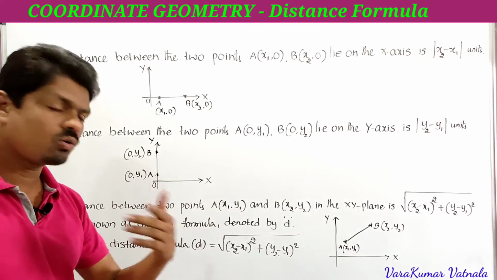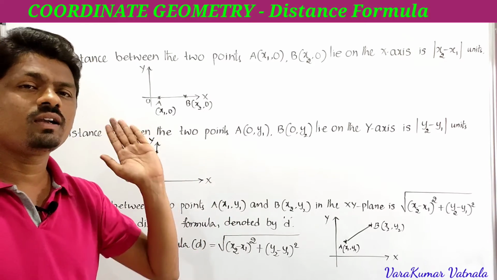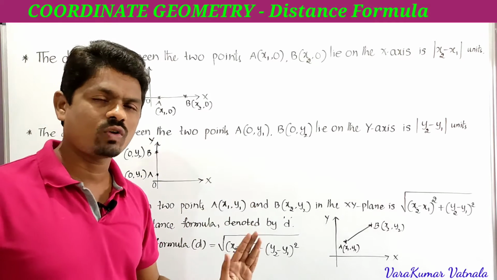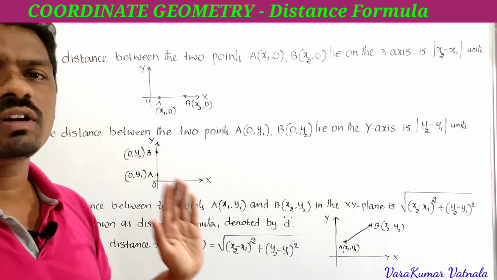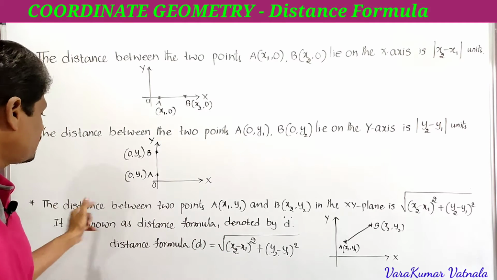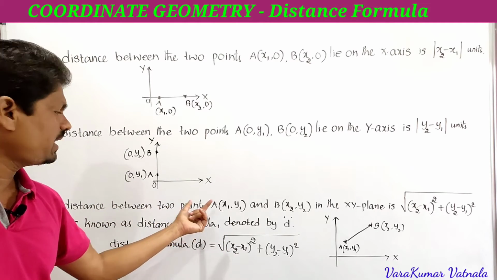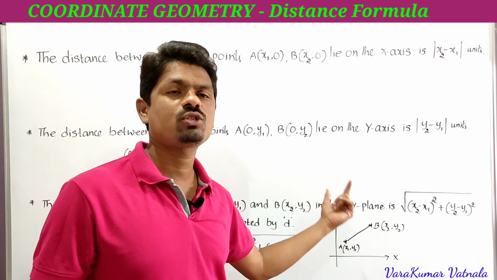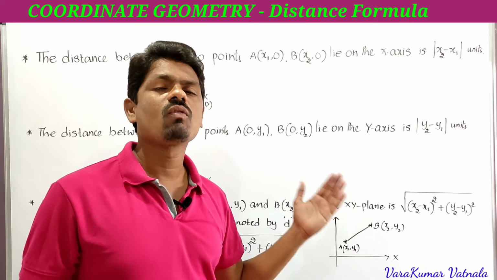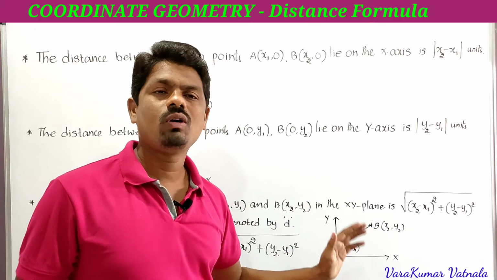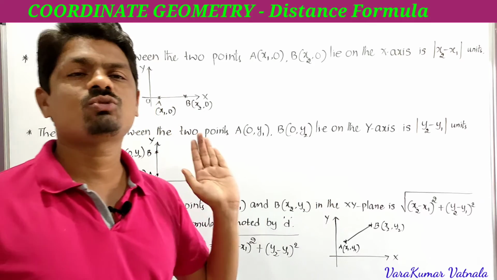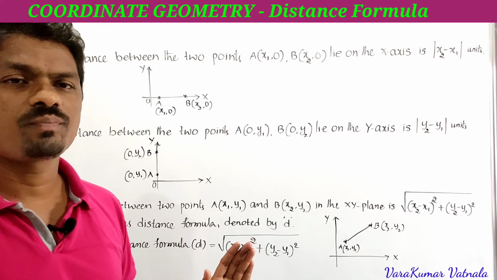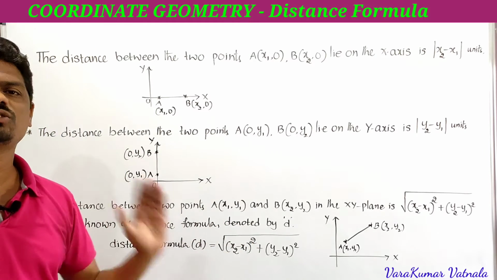So you just have to remember the distance formula. D is equal to square root of (x2 minus x1) whole square plus (y2 minus y1) whole square. See here, the distance between the 2 points A (x1, y1) and B (x2, y2) in the xy plane, D is equal to square root of (x2 minus x1) whole square plus (y2 minus y1) whole square units. So this is known as the distance formula.